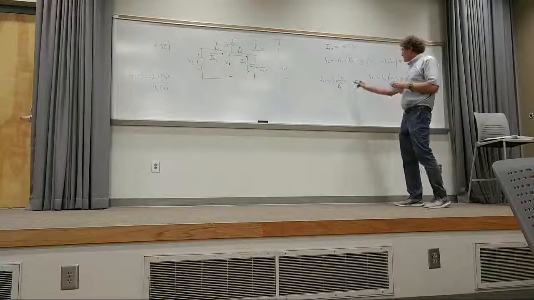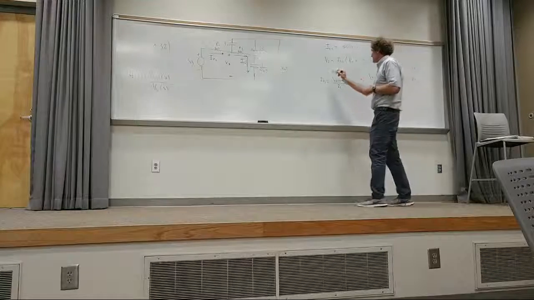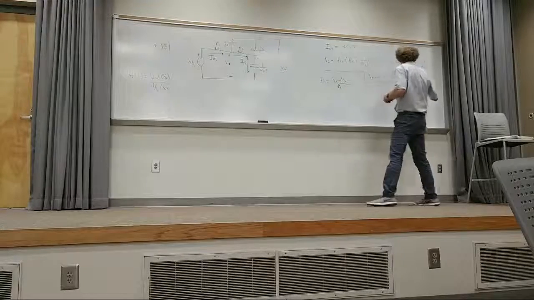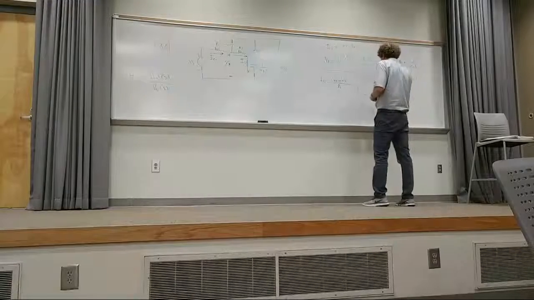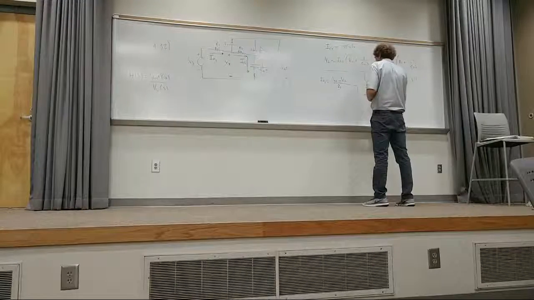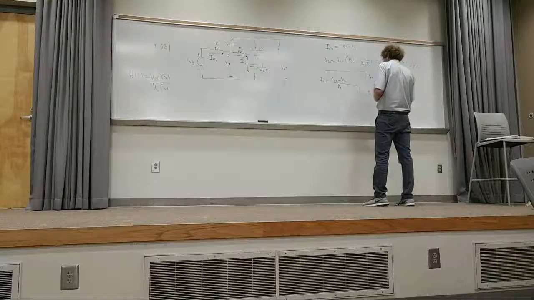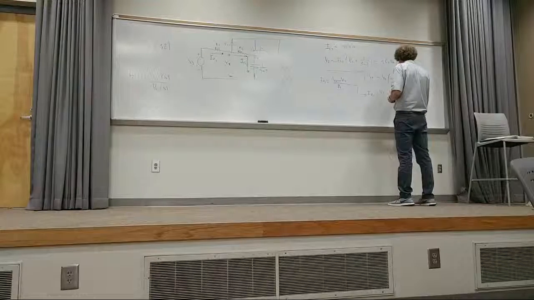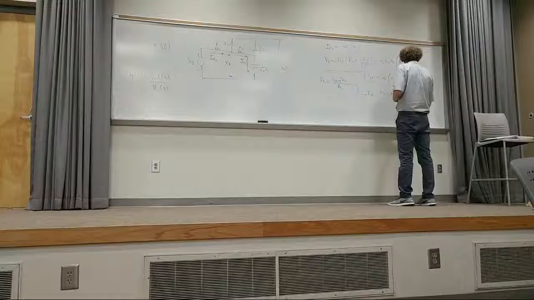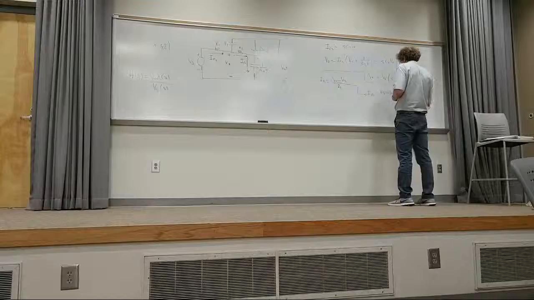I'm going to go ahead and fill in for that. So this becomes IR1 equal to Vs minus V2, which is V out, times 1 plus S R2 C2, divided by R1.